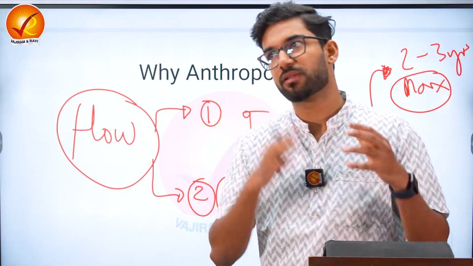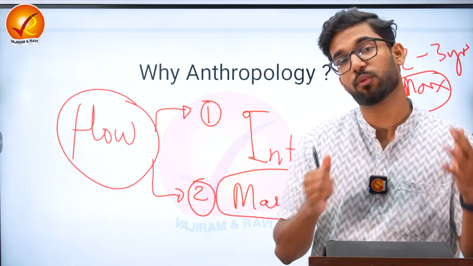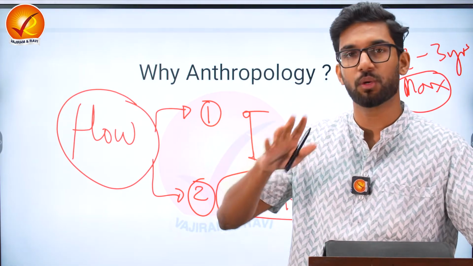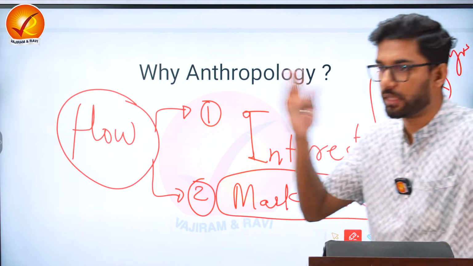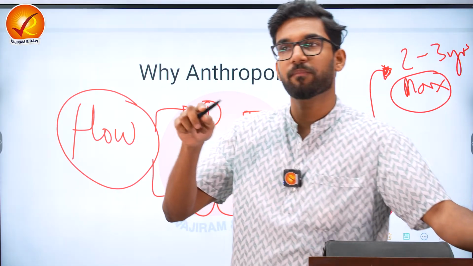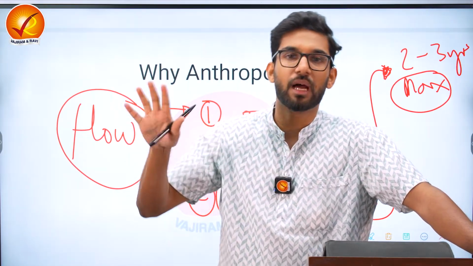Last year, again, it was somewhere near that. It was again 325. Before that, it was 306. So consistently, anthropology is an optional which gives, in the last 2 to 3 years, a maximum mark of 300. So choose an optional which has, in the past 2 to 3 years, very high marks.